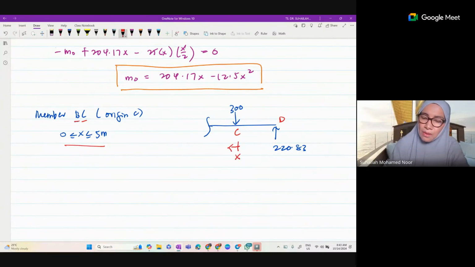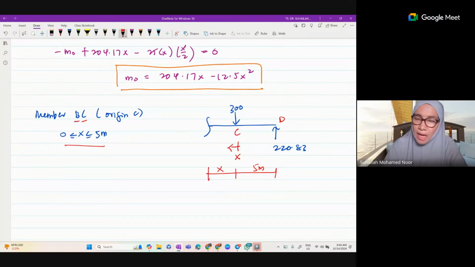Origin dekat C. So what happen when origin dekat C means that sini 5 meter, sini X. Itu means origin dekat C. Sebab dekat origin ni, X akan start at origin. X will be started at origin. So that's why kita count X start from C. So macam ni X. Ini 5, ini X. Okay, ini 5, ini X.